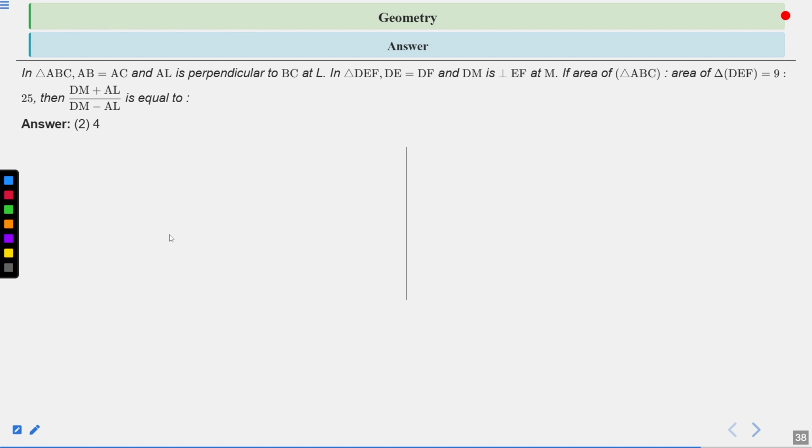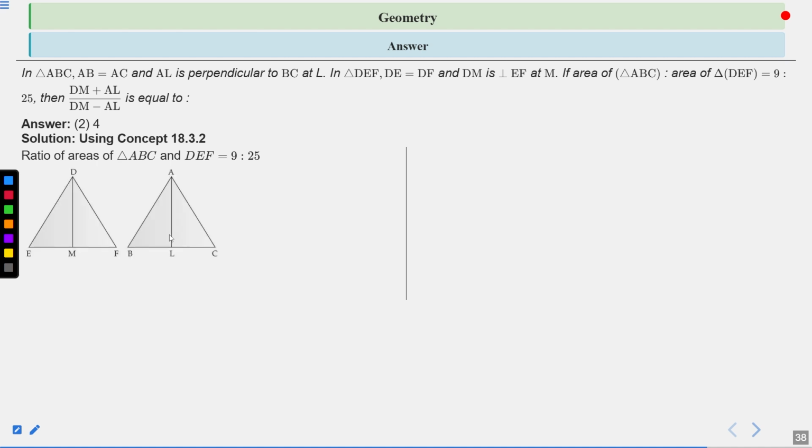So we need to calculate (DM + AL) upon (DM − AL). The correct answer of this question is the second one, which is 4. Now see the detailed solution. Using concept 18.3.2 in this question, the ratio of the areas of triangles ABC and DEF is 9 ratio 25. So we can see the diagram.